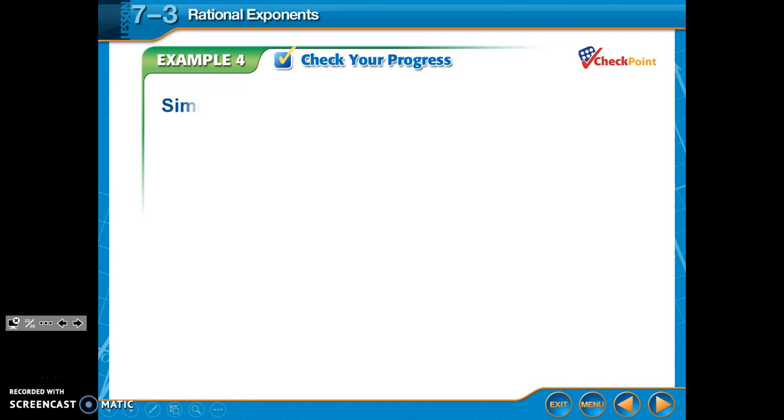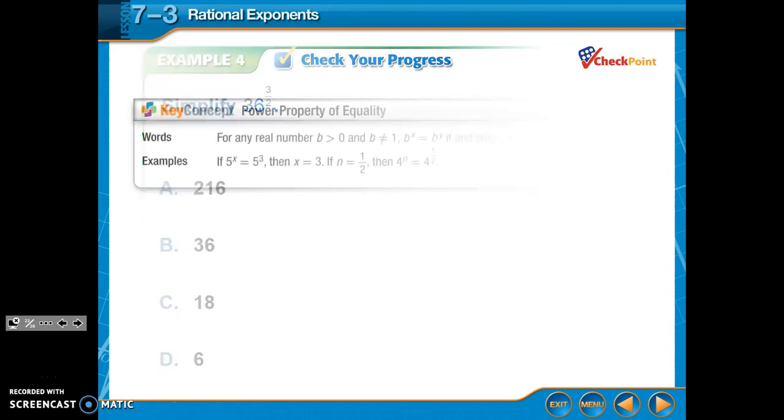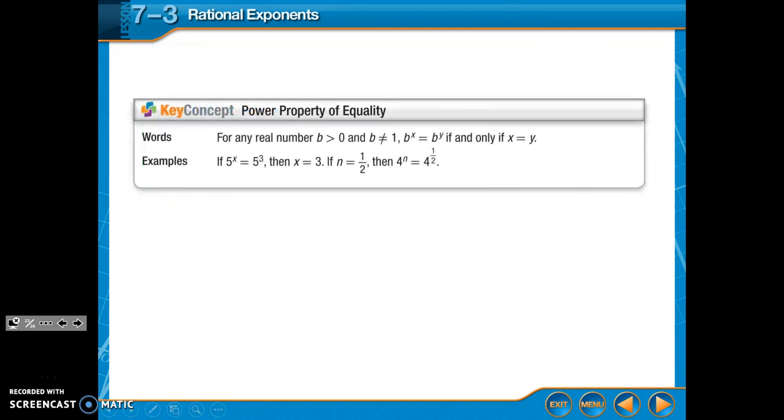Okay, next thing we want to look at is the power property of equality, which says that if you have any two numbers with the same base and raised to an exponent, and those two things are equal to each other, then those exponents have to be equal. In this case, x has to be 3. So if you have 4 to the n equals 4 to the 1/2, in order for these two things to be the same, their powers have to be the same. So you would know that n also has to be 1/2.